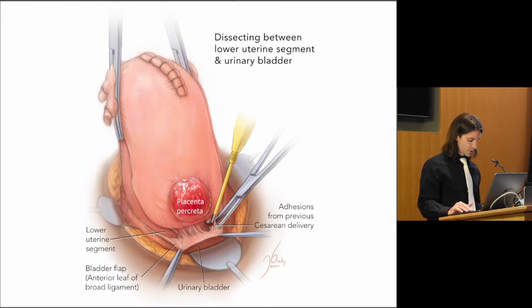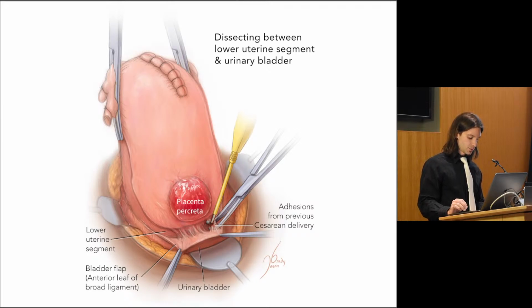I chose to illustrate the dissection between the lower uterine segment and the urinary bladder, as this is a crucial step in the procedure, as there is an increased risk of hemorrhage in this area. This also demonstrates how previous cesarean deliveries cause scar tissue, which increases the risk of an abnormally adherent placenta.